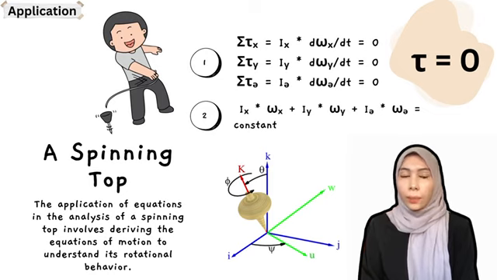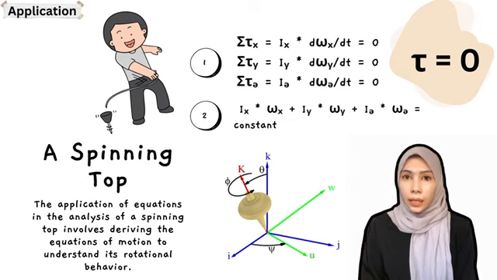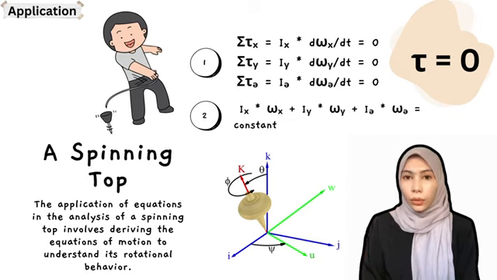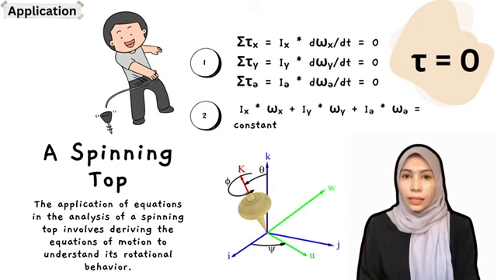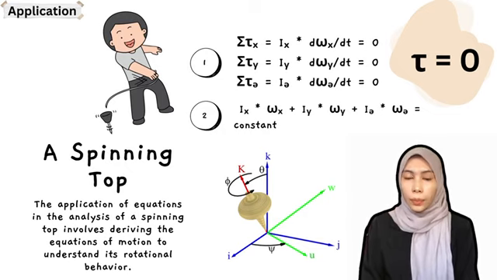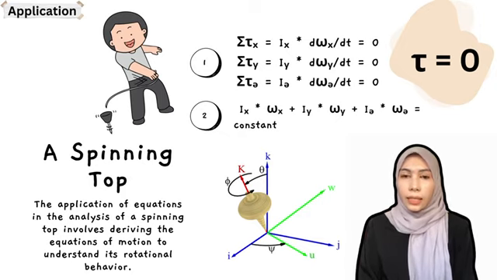It provides a practical scenario to apply Euler's equations and understand the rotational dynamics. So, we consider the top is spinning with an angular velocity and experiences no external torque. In this case, Euler's equations simplify because there is no external torque acting on the top. Thus, the equations in the x, y, z axes are equal to 0 and the angular momentum remains constant.